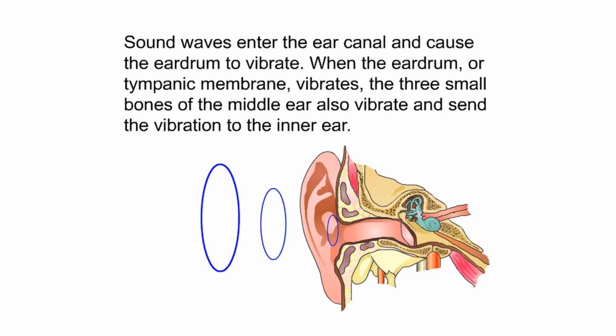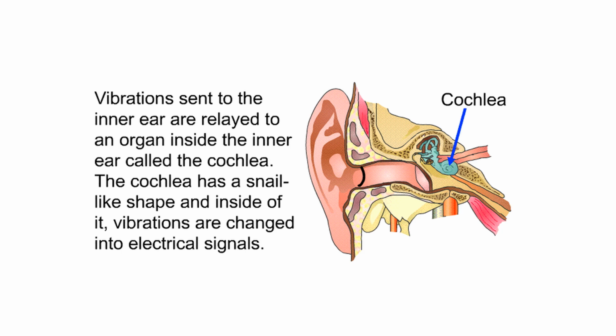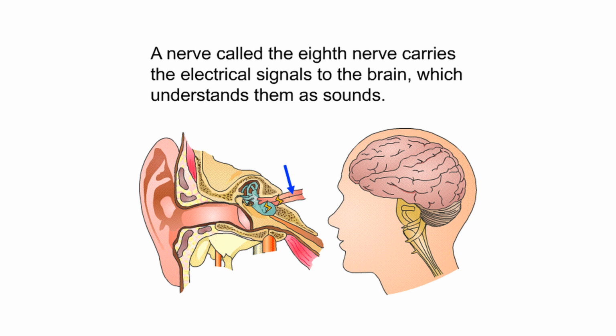When the eardrum or tympanic membrane vibrates, the 3 small bones of the middle ear also vibrate and send the vibration to the inner ear. Vibrations sent to the inner ear are relayed to an organ inside the inner ear called the cochlea. The cochlea has a snail-like shape, and inside of it, vibrations are changed into electrical signals. A nerve called the 8th nerve carries the electrical signals to the brain, which understands them as sounds.